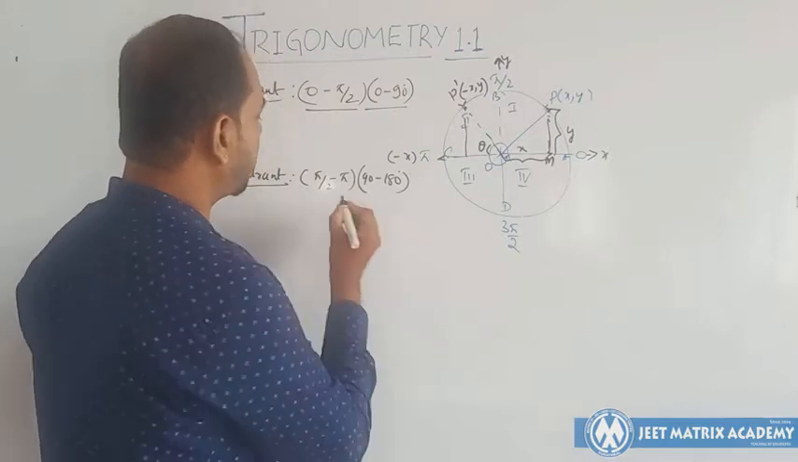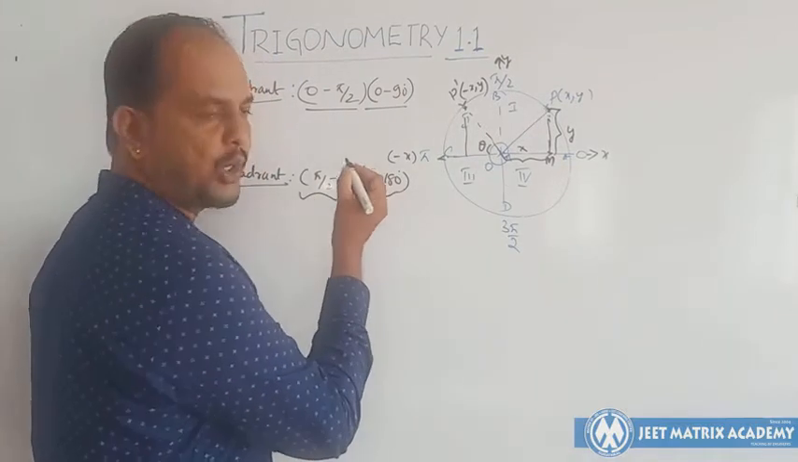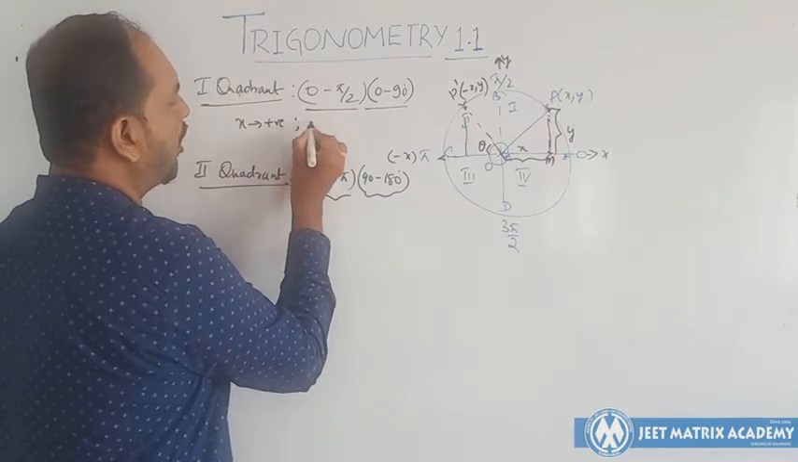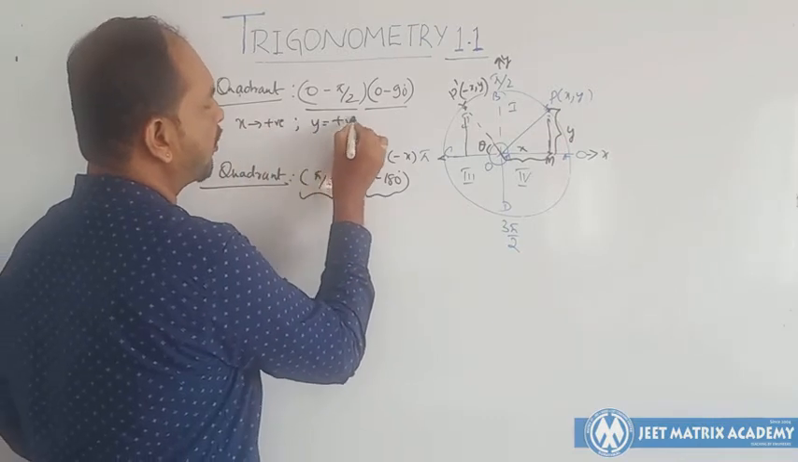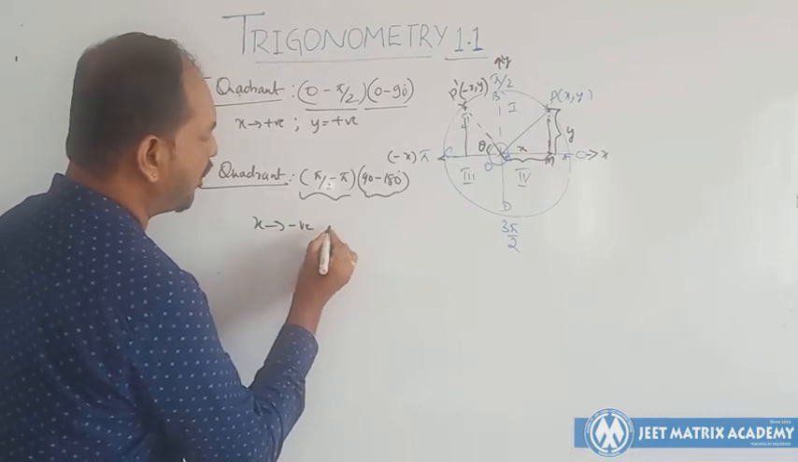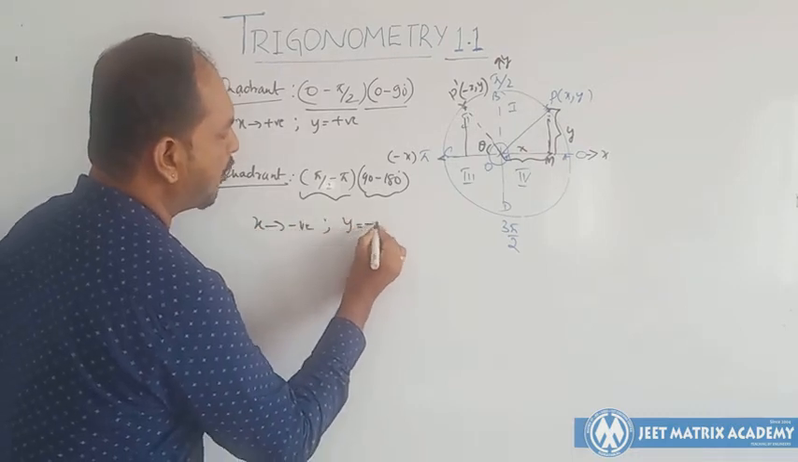So that's what we have written here. In the first quadrant, x is positive and y is positive. In the second quadrant, x is negative and y is positive.